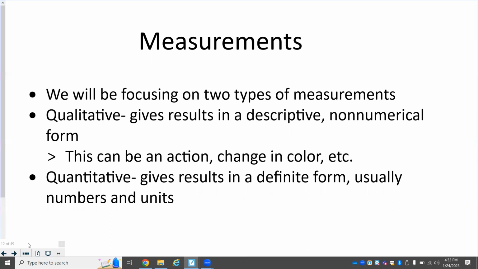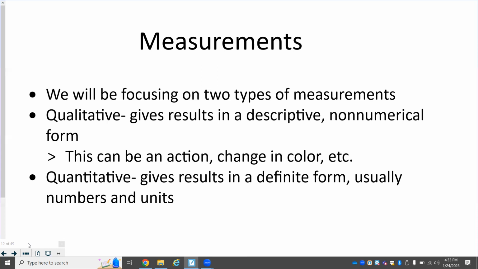So generally we focus on two types of measurements whenever we're collecting data or doing lab. Measurements can either be qualitative. These give results in a descriptive, non-numerical form. So this is just recording observations, what you see, or describing anything. So this could be an action. Maybe something changes color, maybe it bubbles, maybe it heats up. So just a descriptive form of what is going on in the reaction.